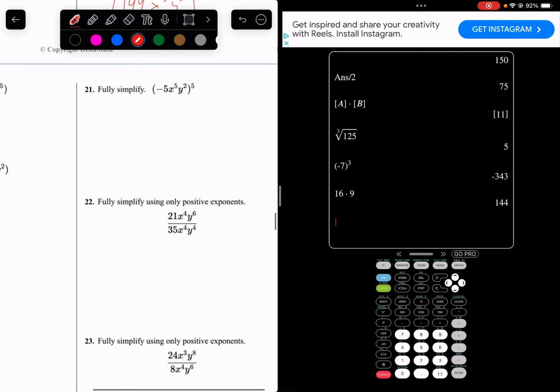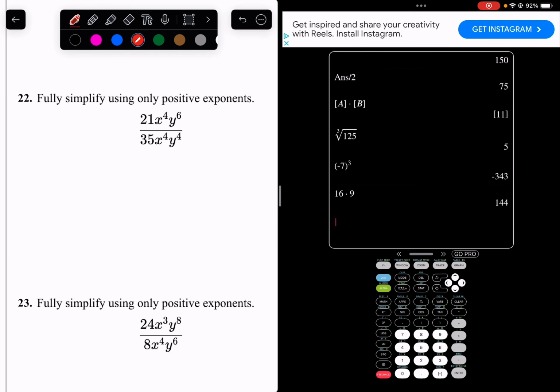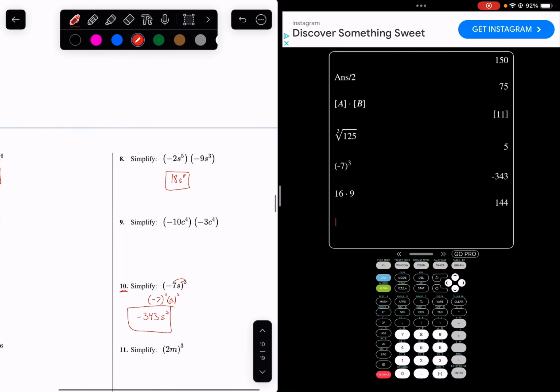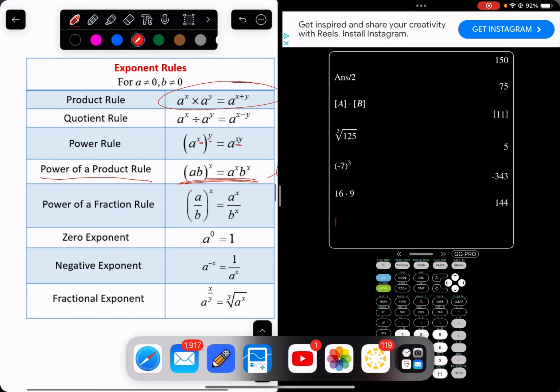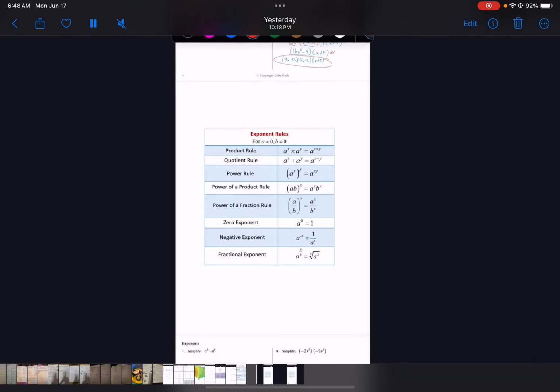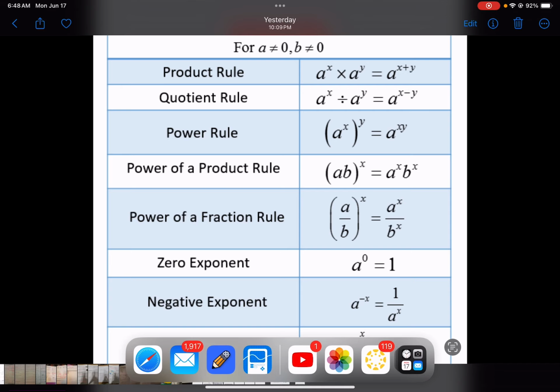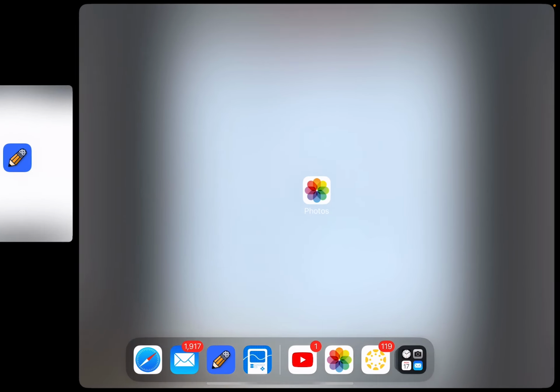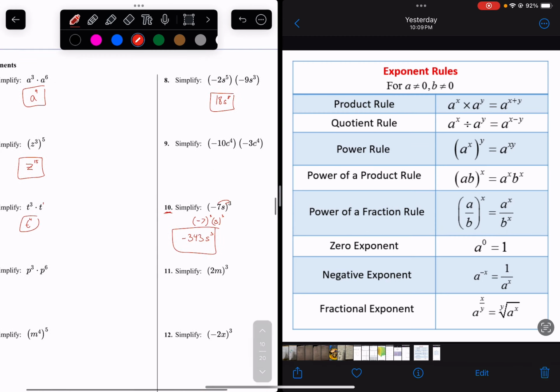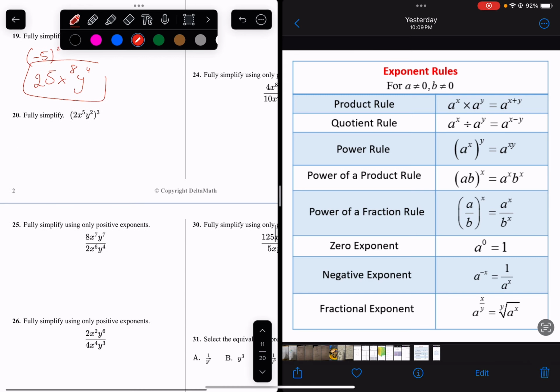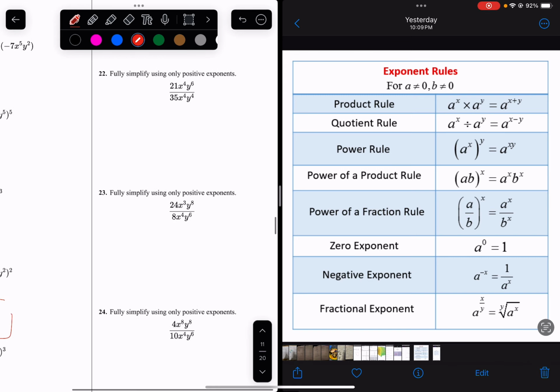All right, let's go ahead and take a look here at 22. So far, we've covered quite a few of these. It actually would probably help if I did this. We could leave that up and refer back to it. So far we've gone through product rule, power rule, and power of a product.